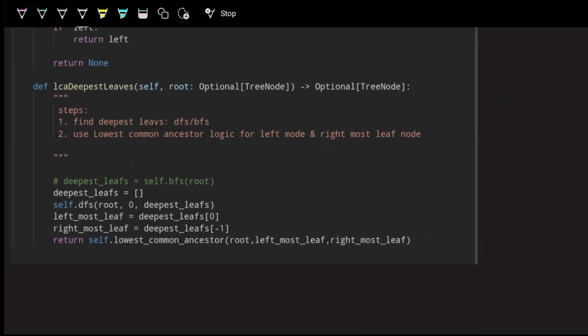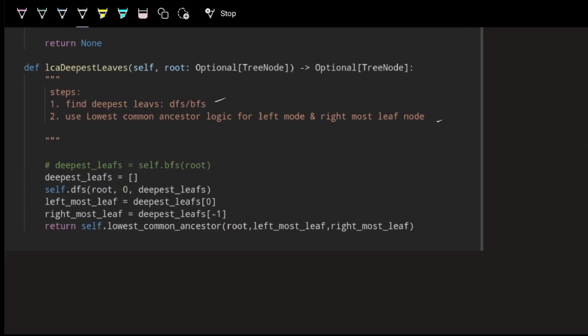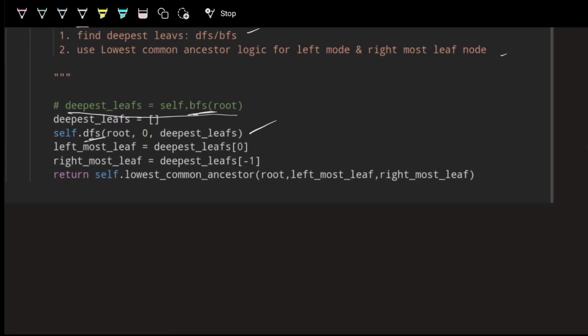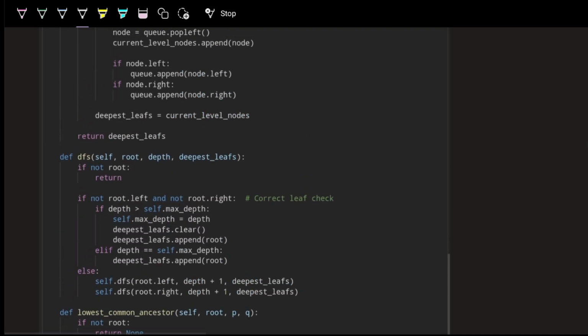So this was the main function given to us, and I have written the steps over here as well. I have built the solution using both DFS as well as BFS. I will explain only the BFS solution here, I am not going for DFS. self.bfs is my function, I am passing the root, and it is giving me the deepest leaves. So let's go for the BFS solution.